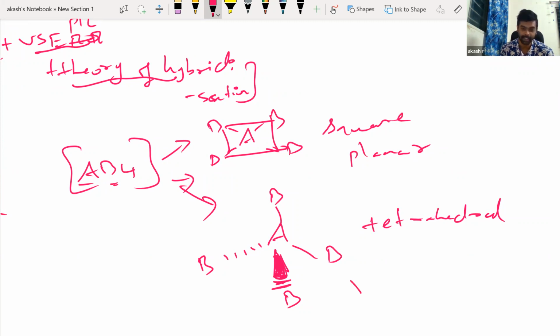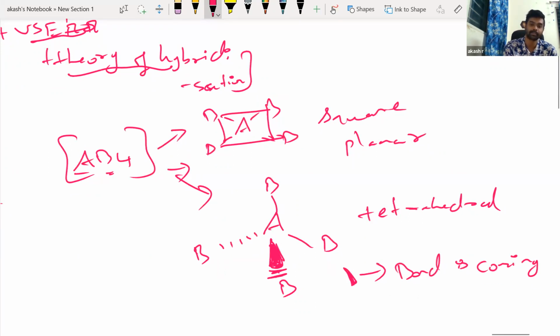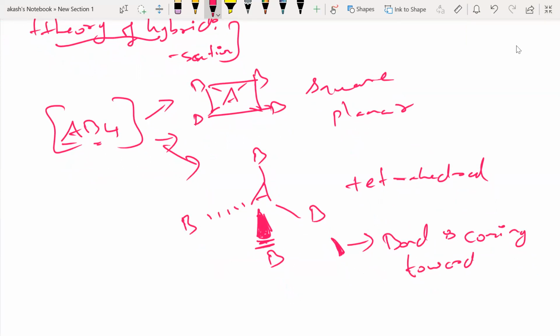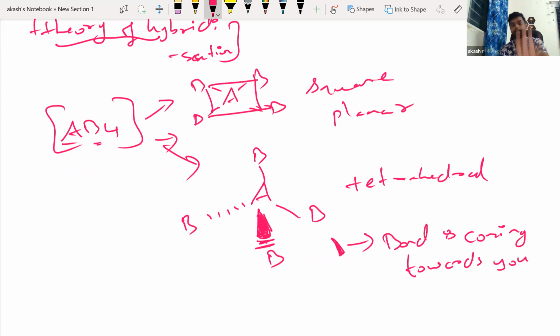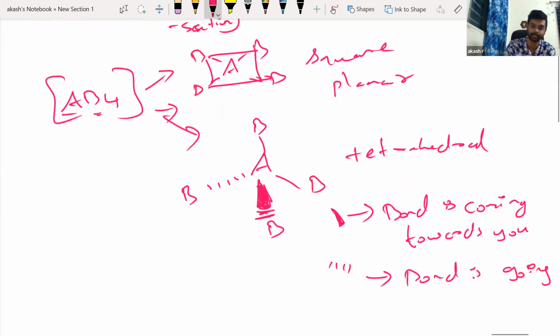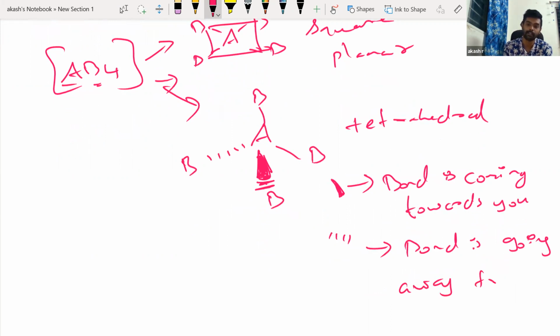So this wedge, whenever we write a wedge like this, represents that the bond is coming towards you, coming towards the paper. It is out of the paper towards you. If I talk with respect to the laptop screen, it is coming towards me like this. Whenever we write a dashed line like this, the bond is going away from you. That means it is going behind the laptop screen.